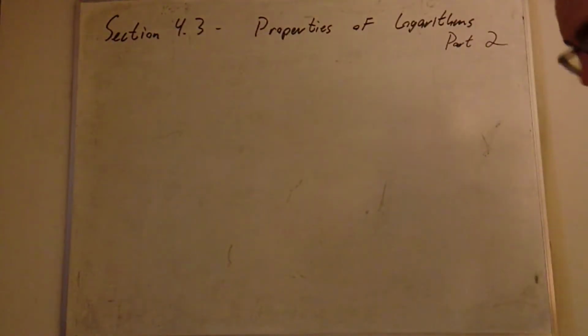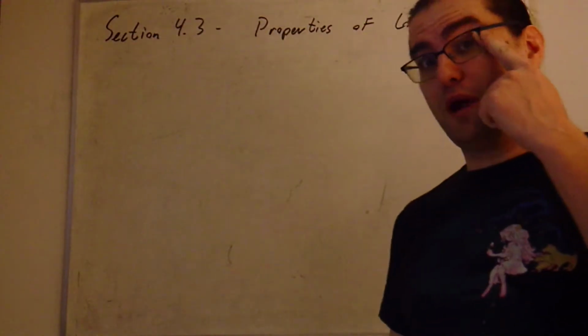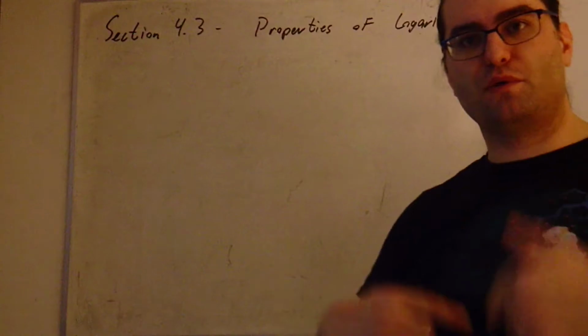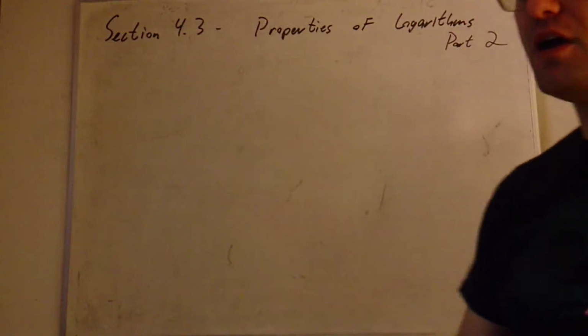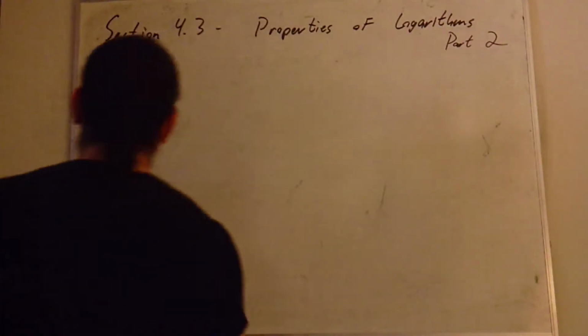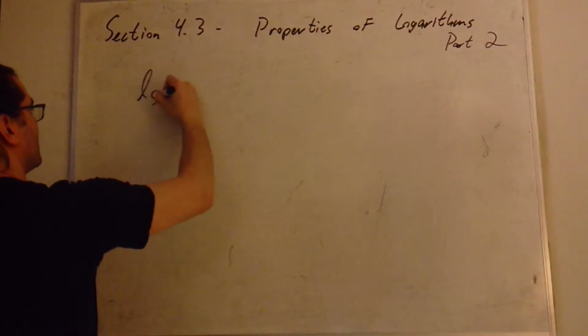Welcome back. We're still talking about properties of logarithms. Remember that the third property of exponents was about what happens when exponents get raised to other exponents. So that's going to correspond to the third property of logarithms. And we'll explore that with this example that I will just make up.